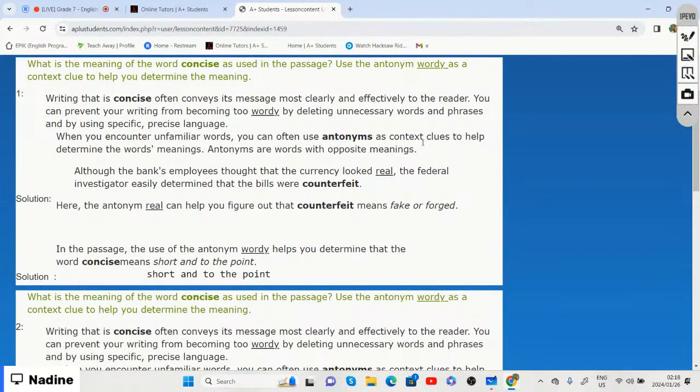And then we must remember that when we encounter unfamiliar words, we can often use antonyms as context clues to help determine the word's meaning, right? So in the passage, the use of the antonym wordy helps to determine that the word concise means short.